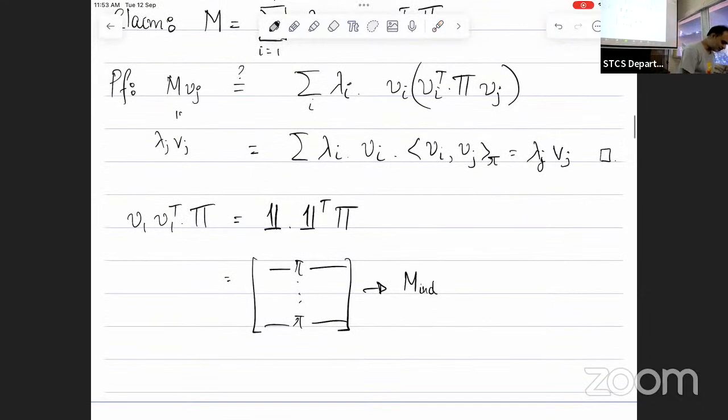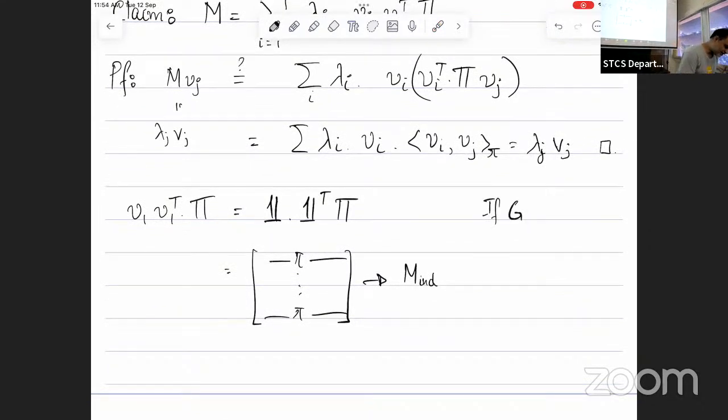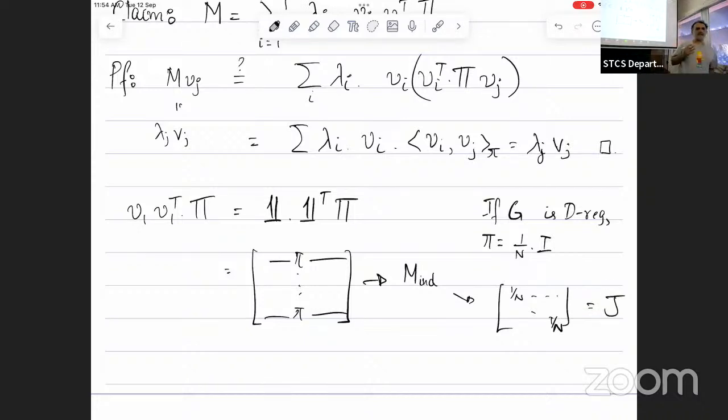But it's convenient to think of the case when G is d-regular, then this pi is basically 1 over n times the identity matrix. In which case, this is basically the matrix that's made up of 1 over n everywhere. Okay, and sometimes this matrix is called J. Usually when people consider random walks, it's called the J matrix. The only thing it does is it takes a vector and replaces every entry by its average. So if you think of its operation on row vectors, column vectors, that's what it looks like.